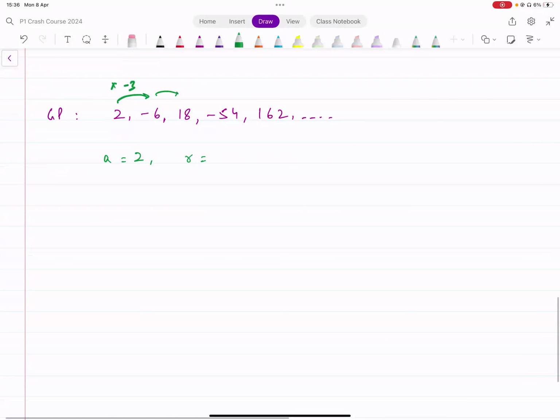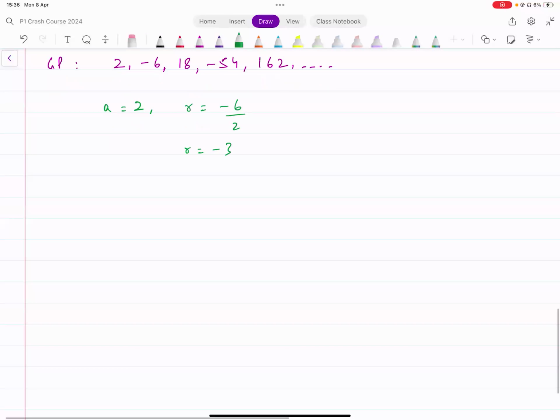Similarly here as well, -3. How do you find that? Just take any two consecutive terms, divide the next term by the previous term, and that will give you -6/2, and the ratio turns out to be -3 here. And then you could use this ratio to find the sum of the first n terms, the nth term formula, whatever you want to do, you can do that.